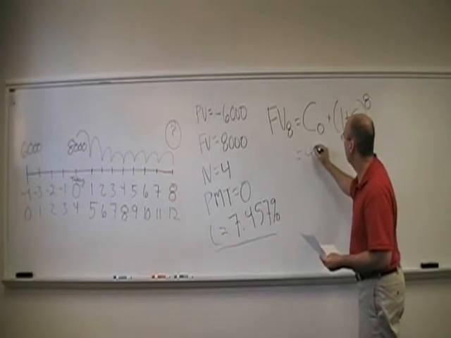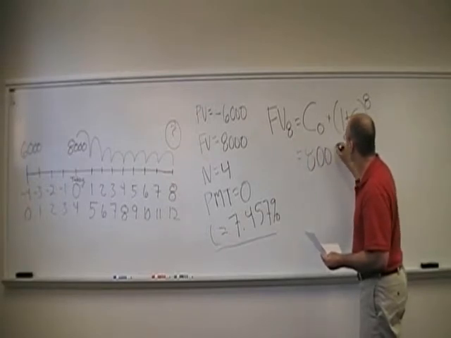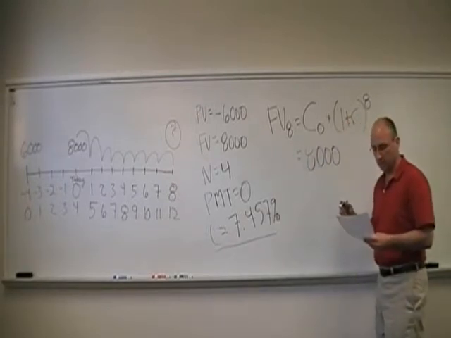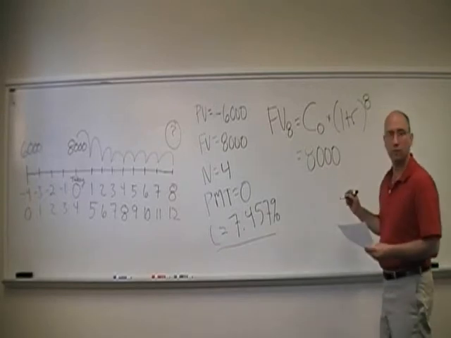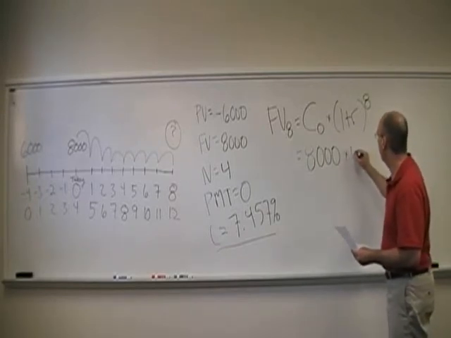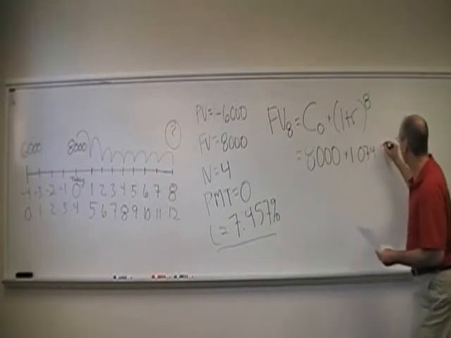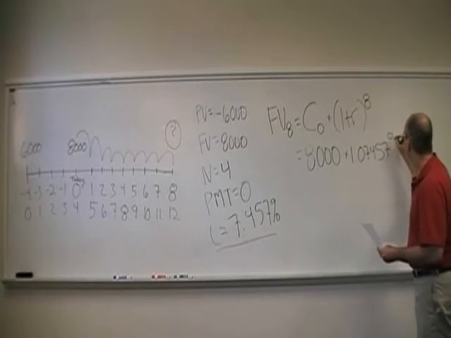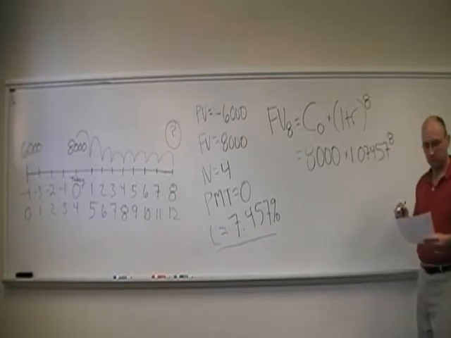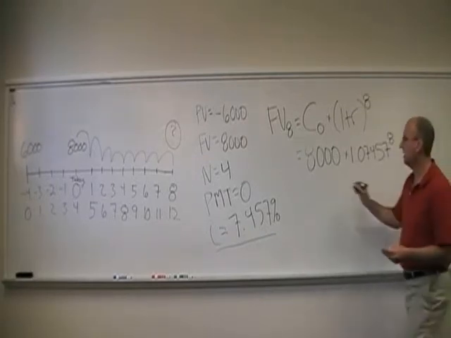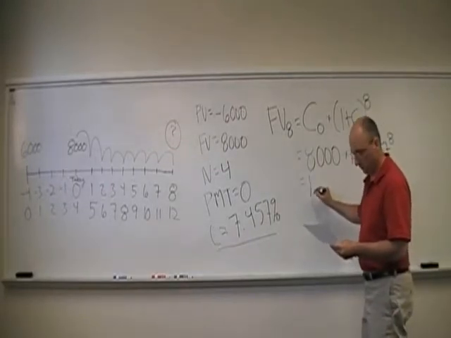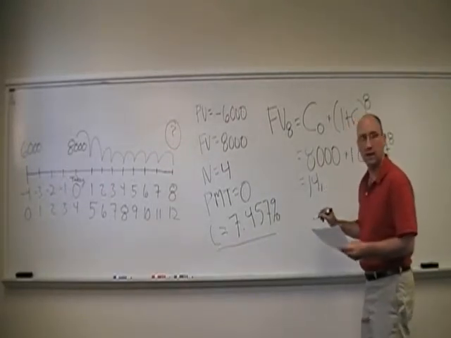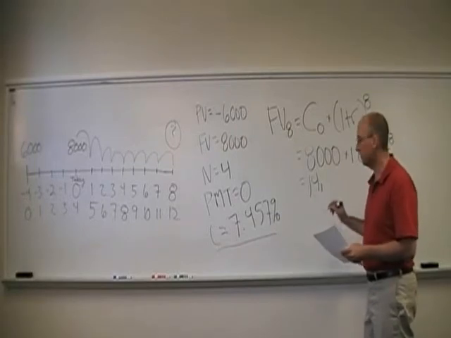So today he has 8,000. As we said, it's 7.457% per year, so 1.07457 to the 8th power, and that is equal to $14,222.23.